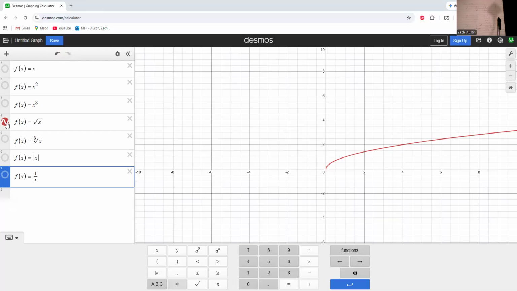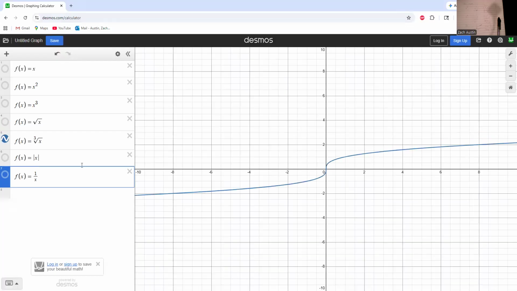Okay, so let's move on to our cube root. The cube root kind of looks similar to the square root as we go to the right, but we do have this reflection down here in the third quadrant that mirrors what's happening in our first quadrant here. And so our domain is going to be quite different. Even though these two functions look similar, they're going to be quite different.